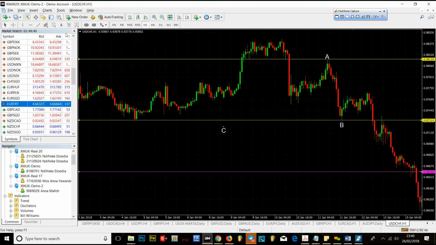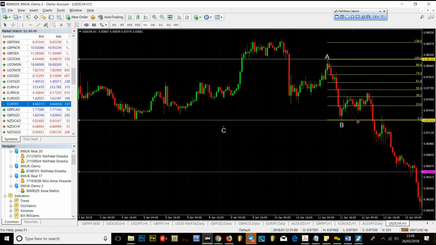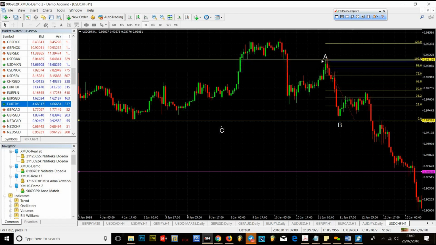How do I identify it? Fibonacci. Thank you very much. Then I pull it from my top here, take it down. I make sure it aligns with those 2 lines. It doesn't align. Oops. Sorry.